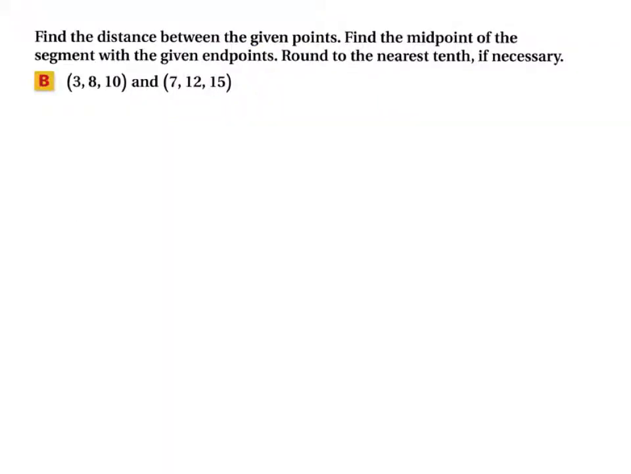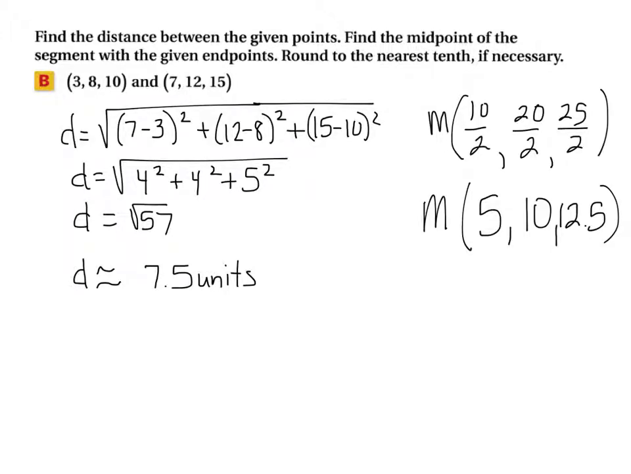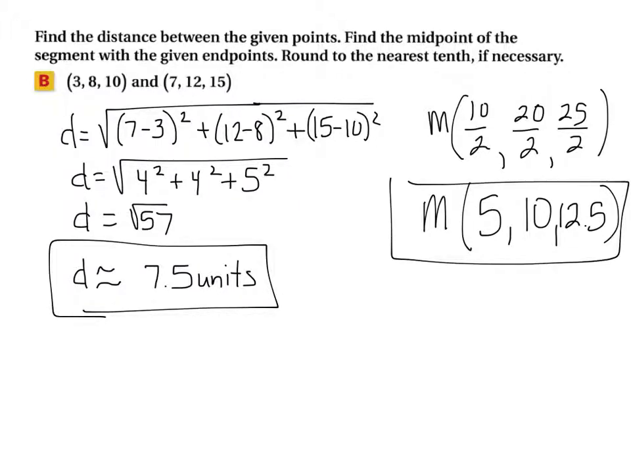Why don't you try this one on your own? Pause the video, see if you can find the distance and the midpoint rounded to the nearest tenth. If you did this correctly, you would find that the distance is approximately 7.5 units, and the midpoint is 5, 10, and 12.5.